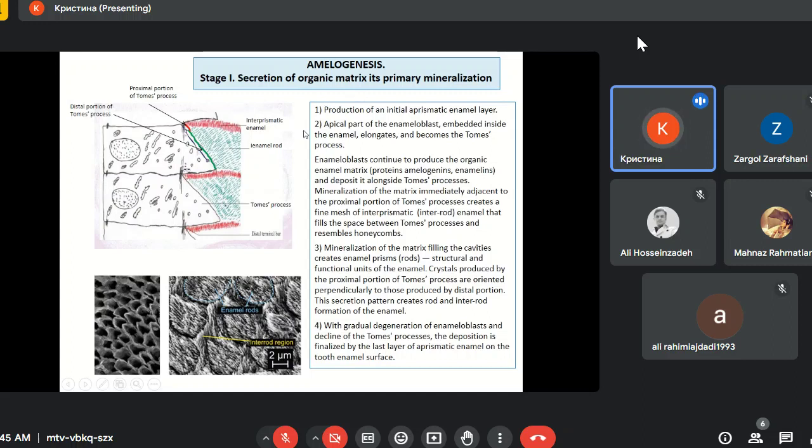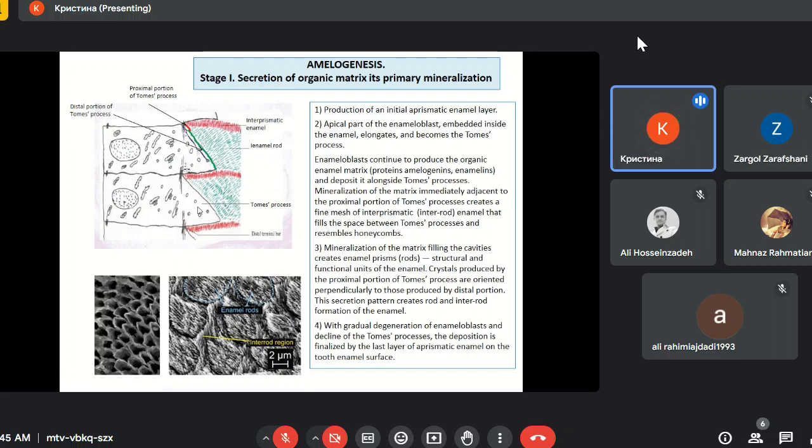Next, the ameloblast cells develop the Tomes process. The Tomes process is triangular in shape. So here is the Tomes process of this ameloblast, and here is the Tomes process of the second one. And now when the ameloblast has a Tomes process, it has the ability to generate enamel rods.